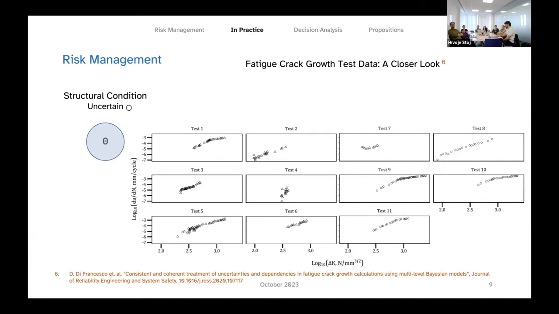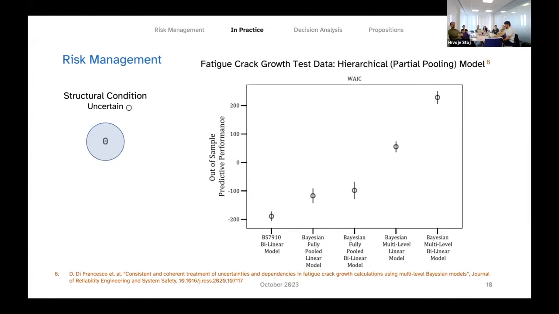So I extended this work to fit a hierarchical model that partially pooled between these data sets. Tried to quantify the predictive performance of a few of these different models. I looked at a few metrics. But they all had this pattern where the existing guidance was not as accurate as a Bayesian model, presumably because of the dependencies between the parameters. And then by accounting for that variation between the constituent test data sets, you could improve the predictions even further.